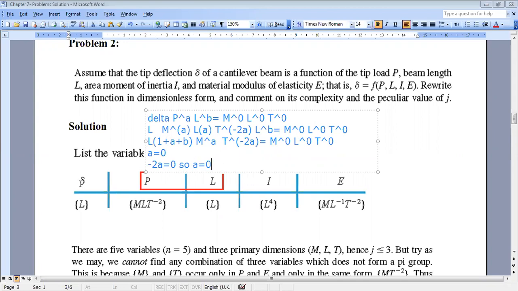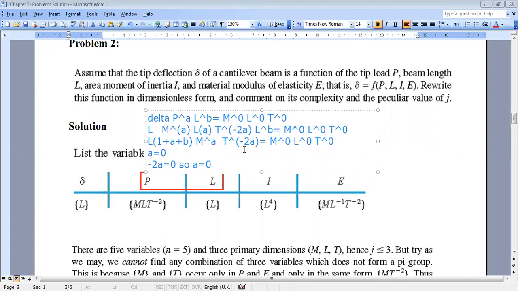Because delta does not involve M and T, while P involves M and T, P will not be in the group of delta. M and T are only present in P and not present in delta and L. So P will not enter the group. This is why you could directly expect that P will not be included, and you should form a group between delta and L, which will be delta over L, since both have the same dimension, which is L.